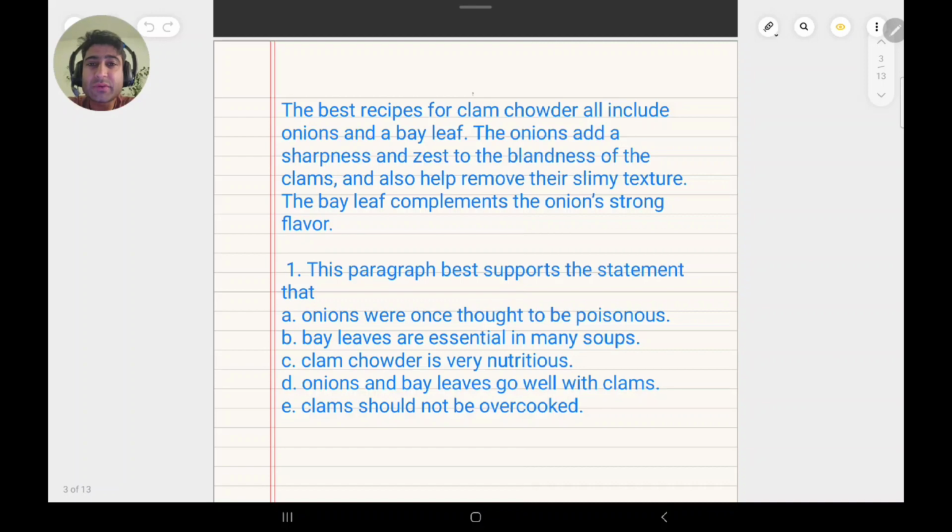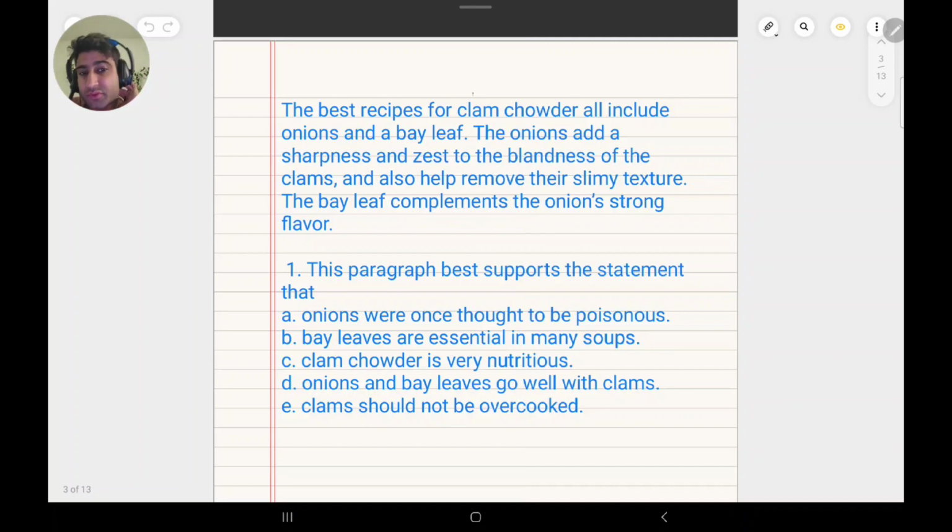The best recipes for clam chowder all include onions and bay leaf. The onions add a sharpness and zest to the blandness of the clams and also help remove the slimy texture. The bay leaf complements, it means that yes, it really goes good with that. For example, you eat brownie with vanilla ice cream, that means brownie complements vanilla ice cream, and vanilla ice cream complements brownie, right? So it goes with that. It's a positive thing. So I will underline this.